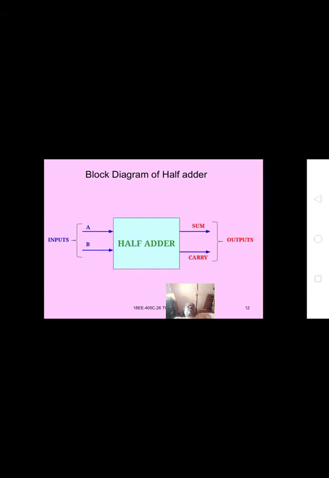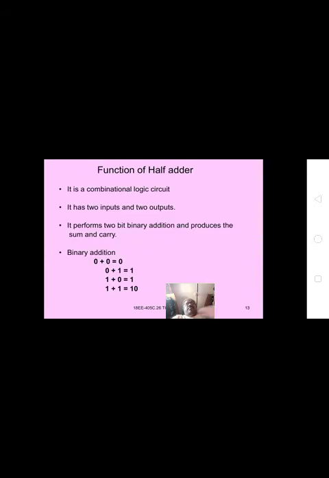Now we will learn briefly about the half adder. Here I have shown the block diagram of half adder. In this block diagram we have two inputs and two outputs. Inputs are represented by capital A and capital B. Outputs are represented by sum and carry.